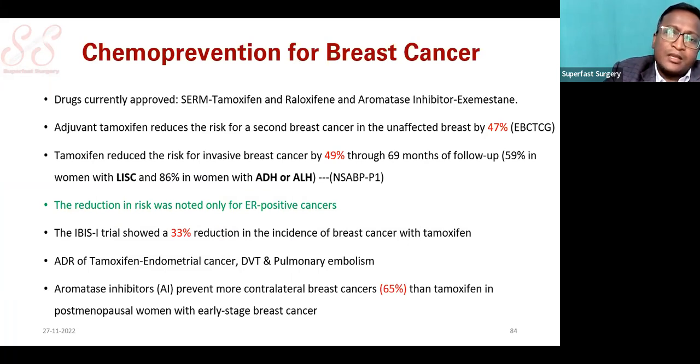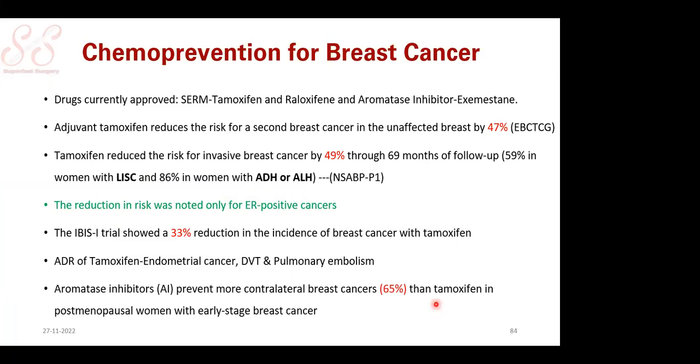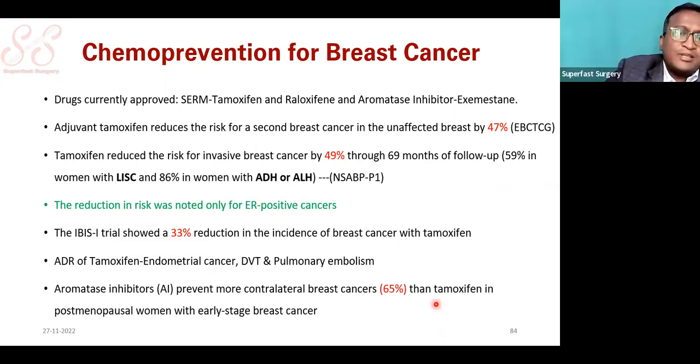So chemoprevention for breast cancer. When we diagnose a patient with high risk breast cancer, like when a young woman comes to our clinic and it is found that her mother had a BRCA mutation breast cancer and she was BRCA positive, then the daughter needs to be tested for genetic testing of BRCA, and if it is positive, then she also will fall under high risk patient.